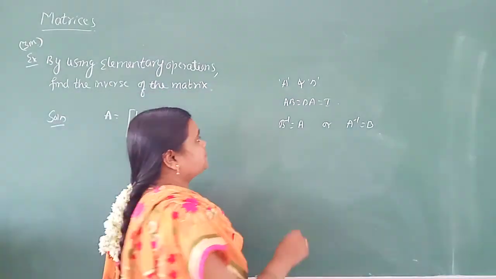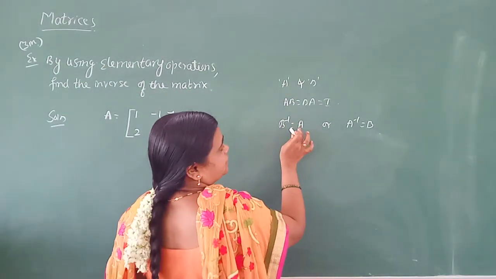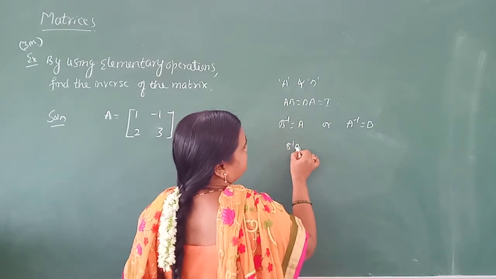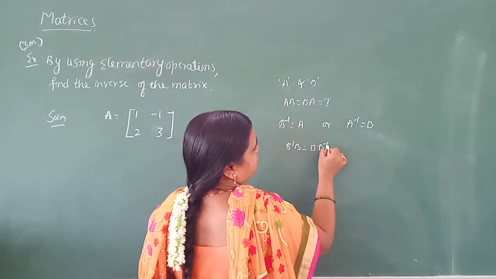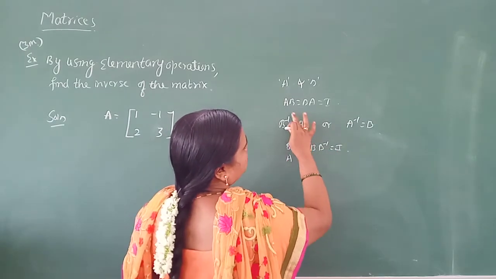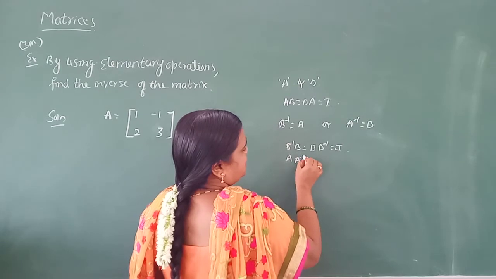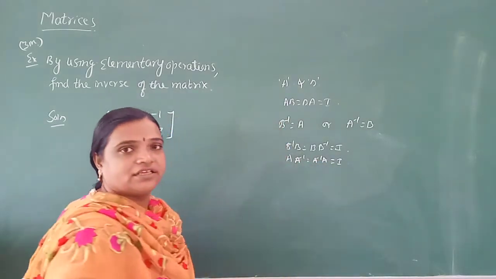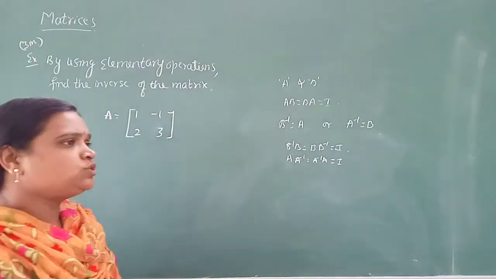B inverse is A means if you replace, you get B inverse B, or B inverse B is I. In another form, A, what is B? A inverse. So A inverse A is I.